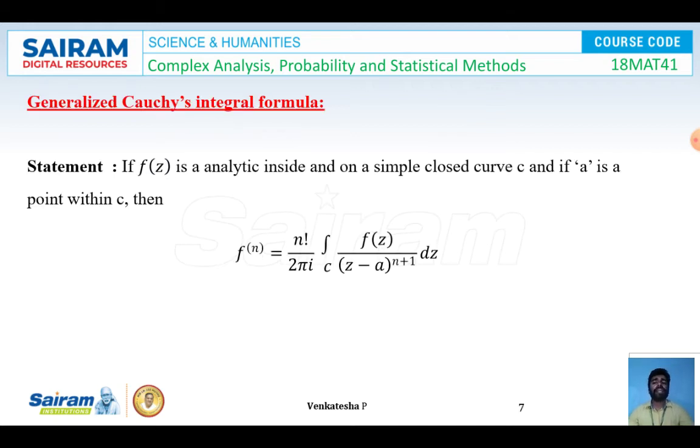Now I'll be deriving Cauchy's integral formula in the general form. The statement is: if f of z is analytic inside and on a simple closed curve C, and if A is a point within C, then the formula is given by f power n of A is equal to n factorial by 2 pi i times the integral over C of f of z by z minus A whole power n plus 1 dz.